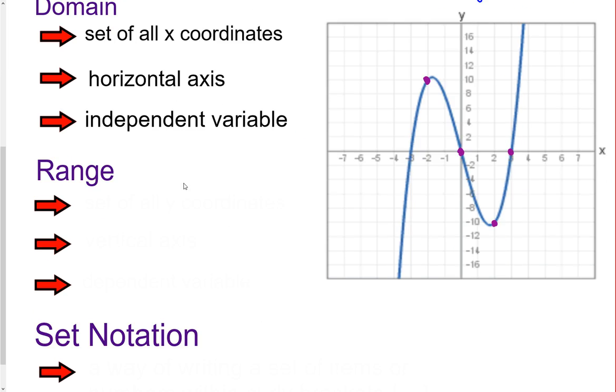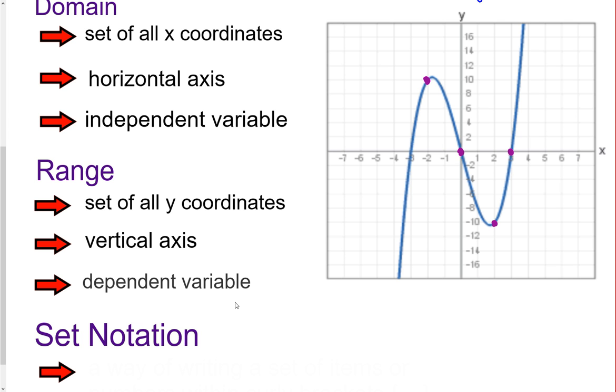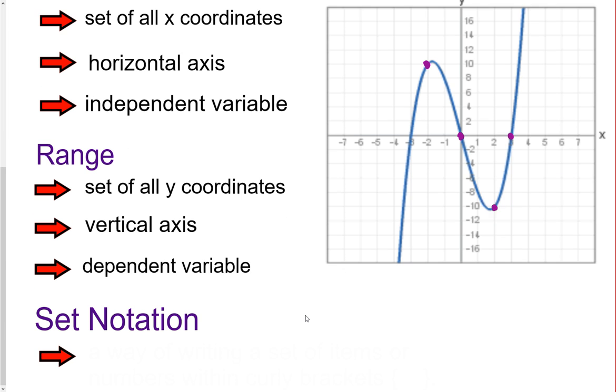Our range, as you probably figured out, is just all of our possible y values, our y coordinates. It's on our vertical axis, and in science we call that our dependent variable. It's usually the thing we're measuring after we do something. Okay, so we'll look at domain and range more specifically coming up.